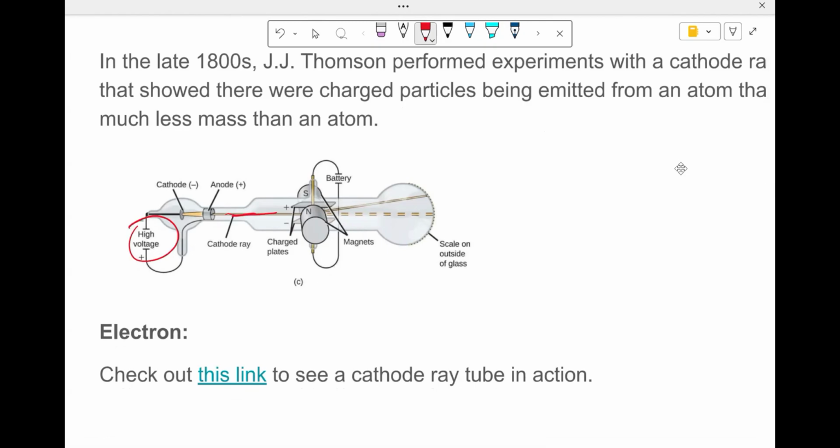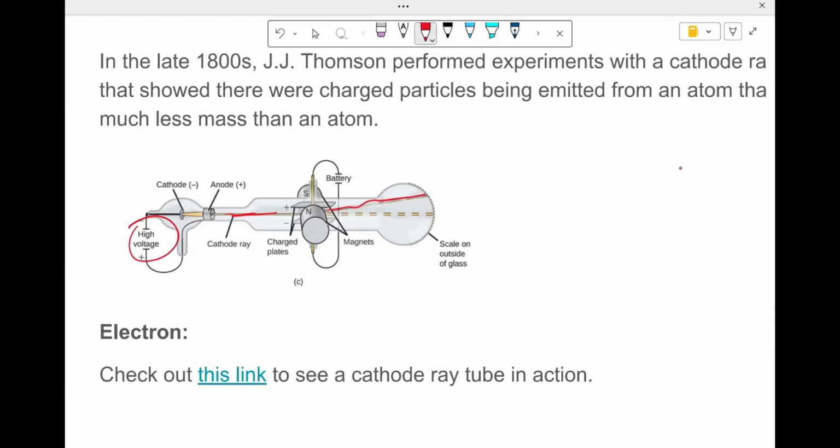And he passed this beam through two charged plates. One was positively charged and one was negatively charged. And what he found was that this beam was deflected away from the negative charge and towards the positive charge. And that meant whatever that beam was made up of had to have some sort of negative character to it because it was deflected away from negative. So, like charges repel, and it was deflected towards the positively charged plate, because, I'm sorry, opposite charges attract.